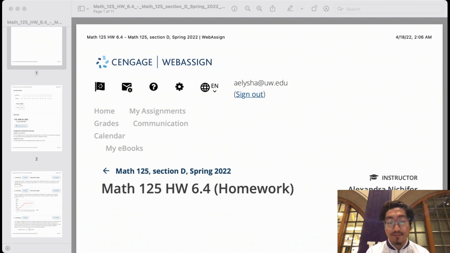Section 6.4. I know this part of Math 125 is the most annoying, so I'll just give some basic introduction and show how to solve different problems.